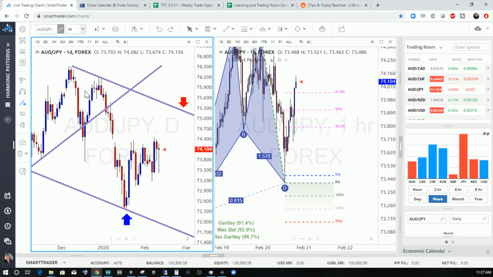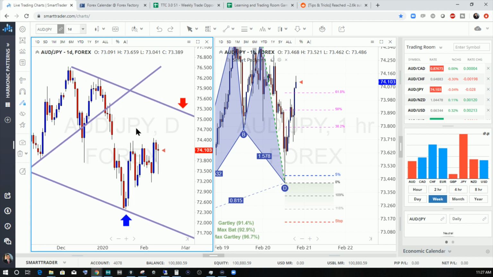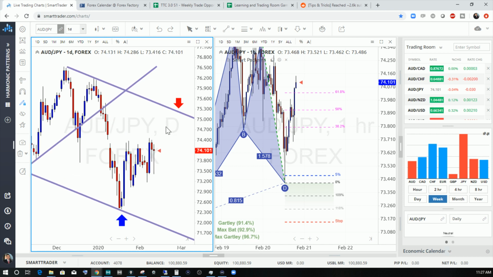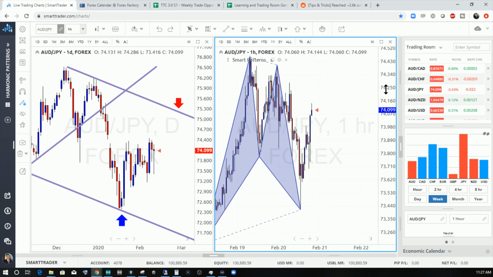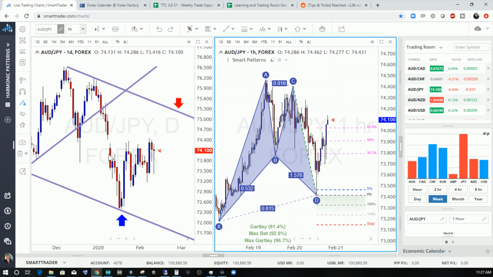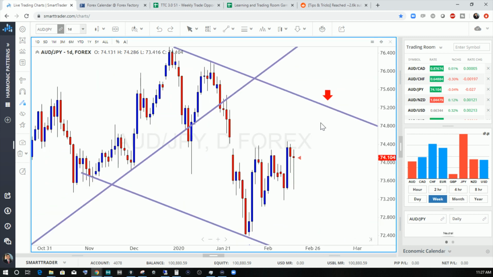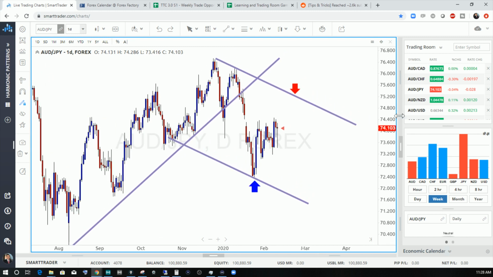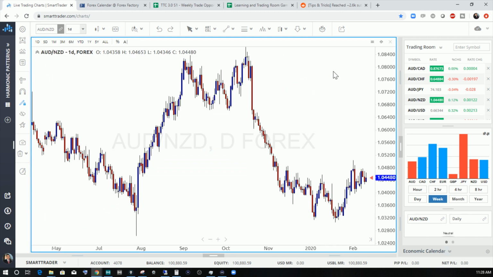So on the AUDJPY right here, we're looking for price to move back up again. We'll look for trading setups on Monday, because price may move up over here at the top. We'll see how Monday plays out, and we'll make decisions on Monday. Let's take a look at the next setup. The next setup is Aussie New Zealand dollar.